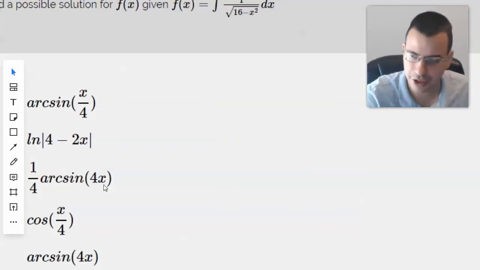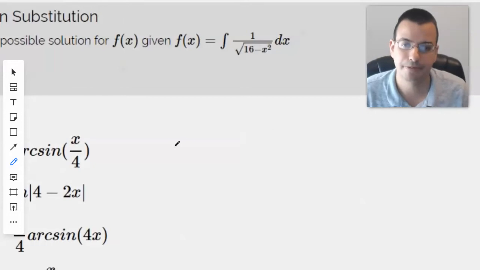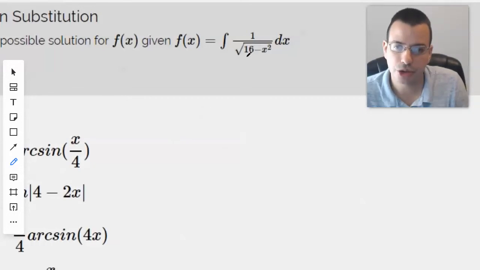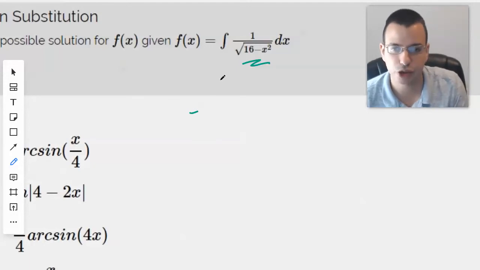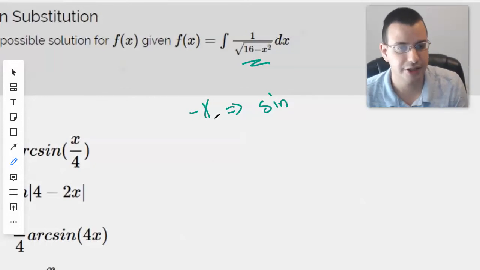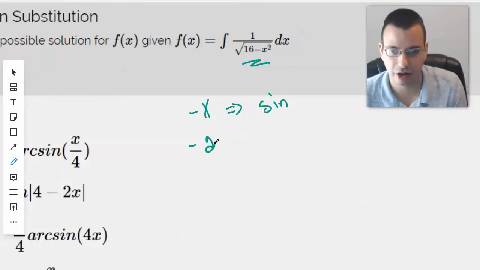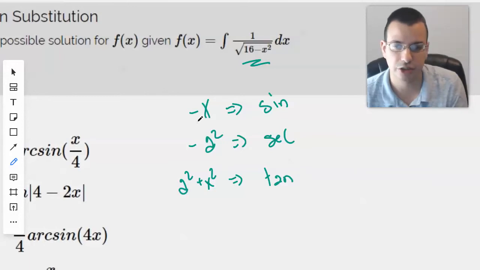Probably one of the more difficult types of integral problems you'll find on the AP exam. So what you look for, and the mnemonic that I use, is if the negative is with the x, then that's going to be sine, because the sine is with the x. If the negative is with some sort of constant, I'll call it a squared, then you're going to use secant. And if there's no square root at all, and you have something like a squared plus x squared, then you're going to go tangent. So for this one, the sine is with the x, so we're going to use sine.